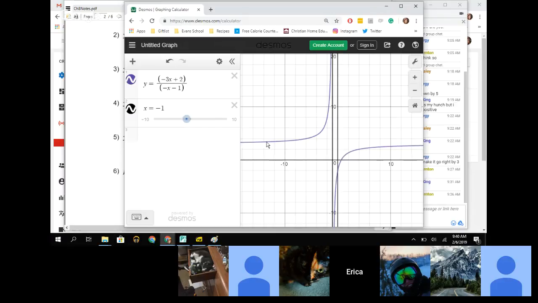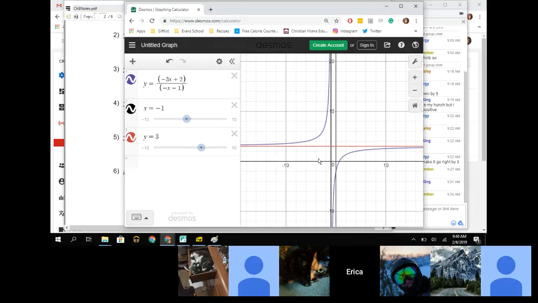So all good until we get to this value right here. When I go out this way, it looks like it's getting closer and closer to 3. And this value here looks like it's getting closer and closer to 3. So I actually have a y asymptote when y equals positive 3. That's my y asymptote.